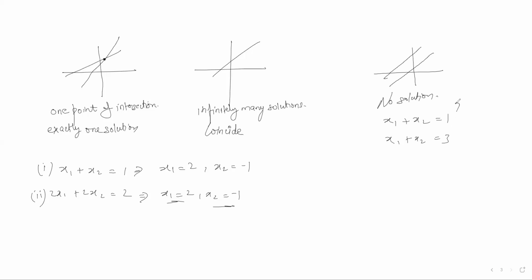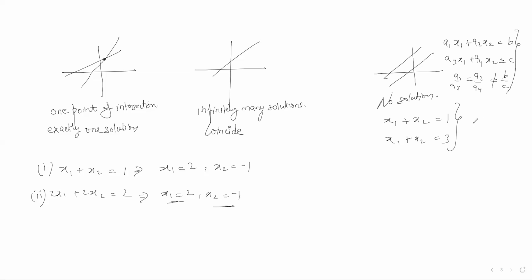If I compare this with the general equation, what is the general equation? A1 x1 plus A2 x2 is equal to B. And then we can write A3 x1 plus A4 x2 is equal to C. So here the coefficient ratio A1 by A3 is equal to A2 by A4, but it is not equal to B by C. So this is the condition. You can look at the equation and tell whether there will be a solution of the equation or not. Did you get this?